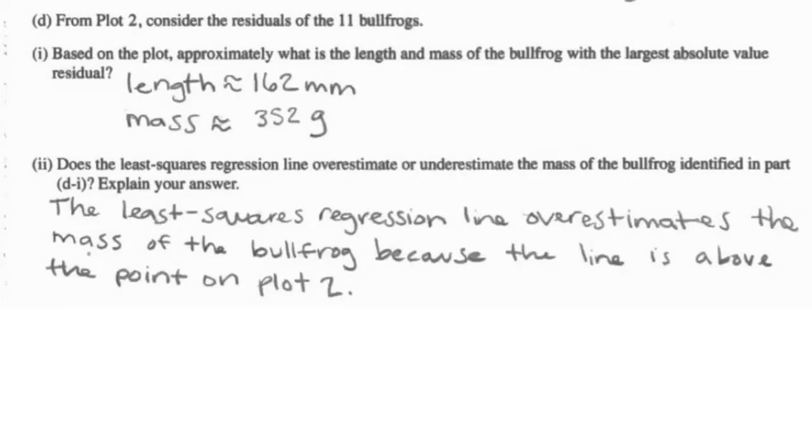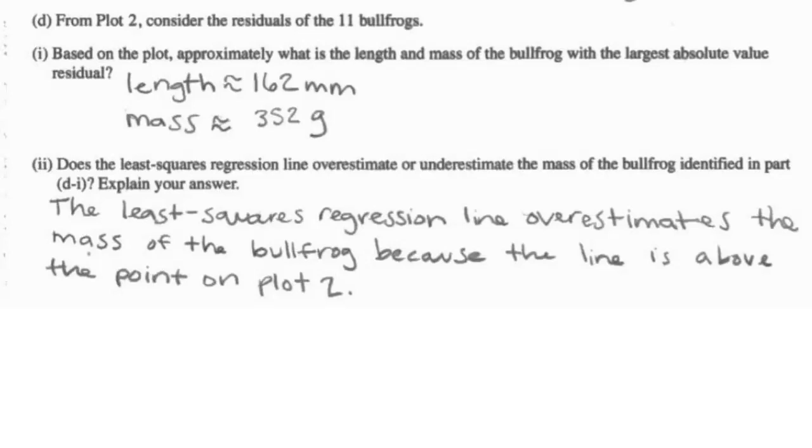And last one. Length, approximately 162 millimeters. Mass, approximately 352 grams. The least squares regression line overestimates the mass of the bullfrog because the line is above the point on plot 2. E. These are all E's here. Take a moment to score yours. And if you have questions about how to score it, please let me know.